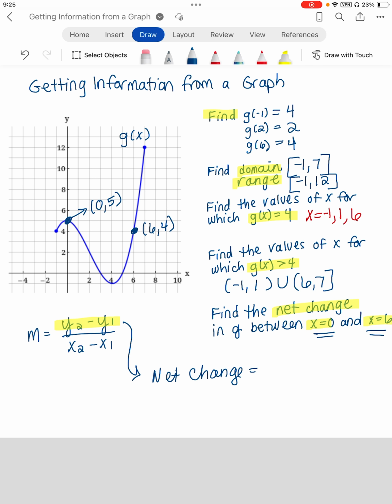is going to be your output value of 4 minus your output value of 5, which is going to be -1. So what happened with the function is from there it went down, but then it also went back up some. So really between here and there it only dropped 1 unit, if you can think about it that way. And that's what that -1 means. So like I said, second output minus first output, and you will have that net change.